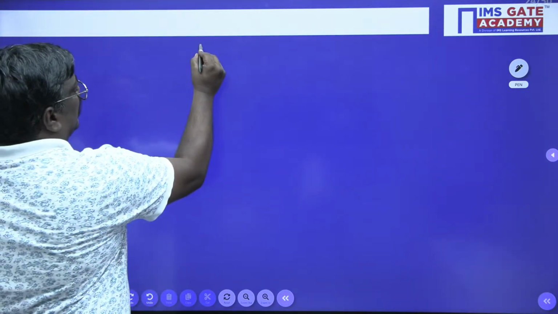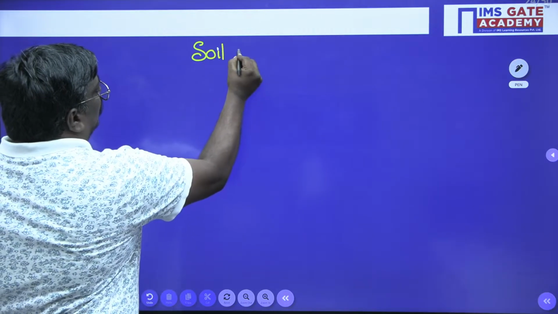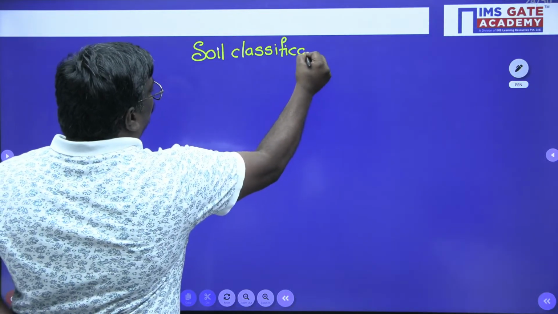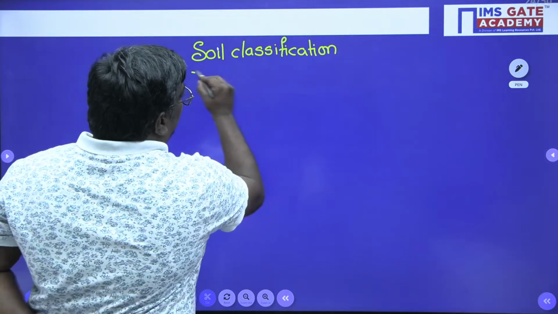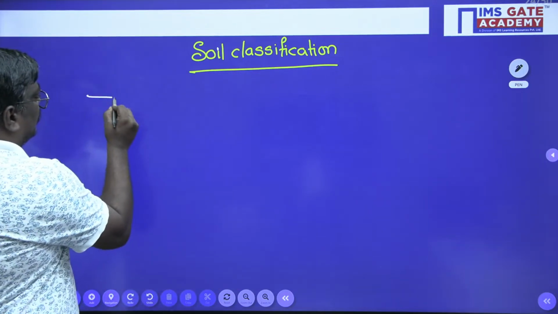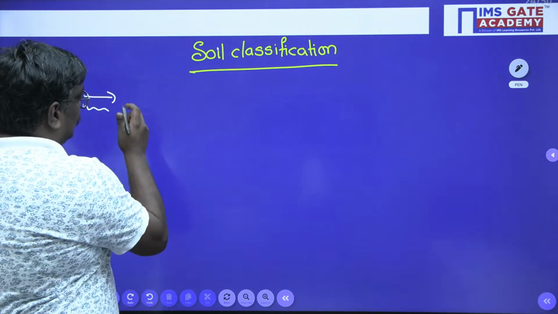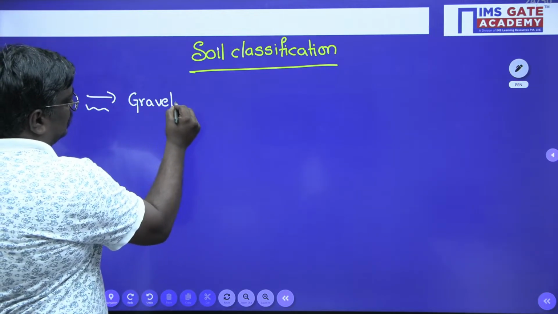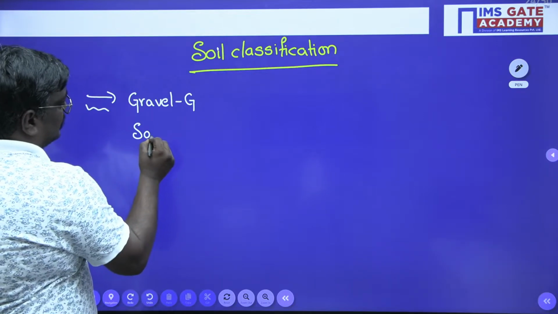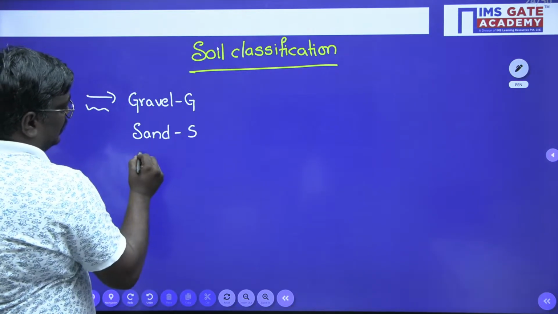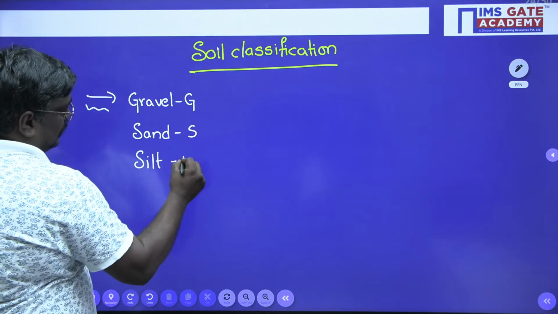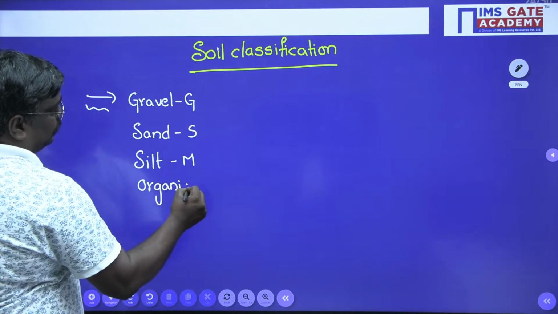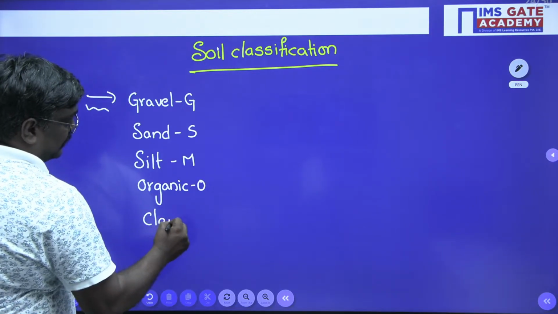Now coming to soil classification, what are the important things you should see, students? When you are attending the permeability class, you should have at least an idea of this, then it will be very easy to understand the permeability topic. When I talk about soil classification, the most important part is that gravel is represented by G, sand by S, silt by M, organic soil by O, and clayey soil by C.